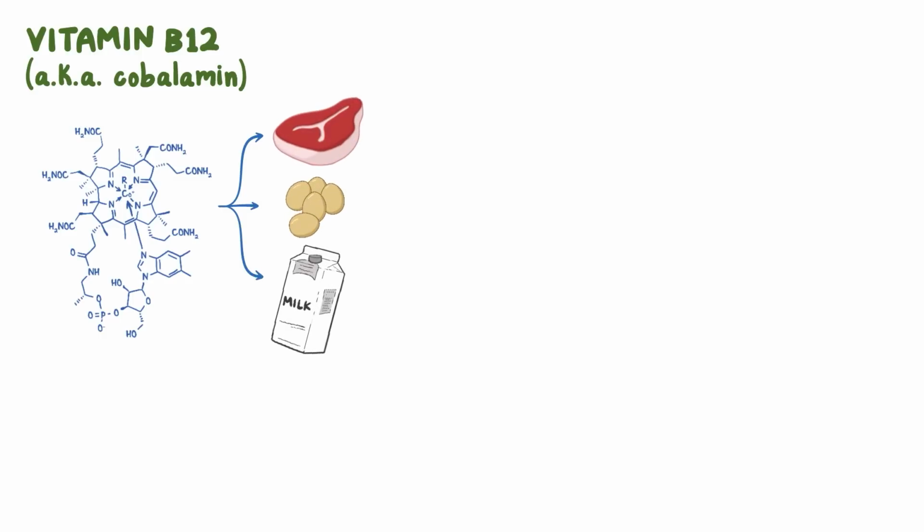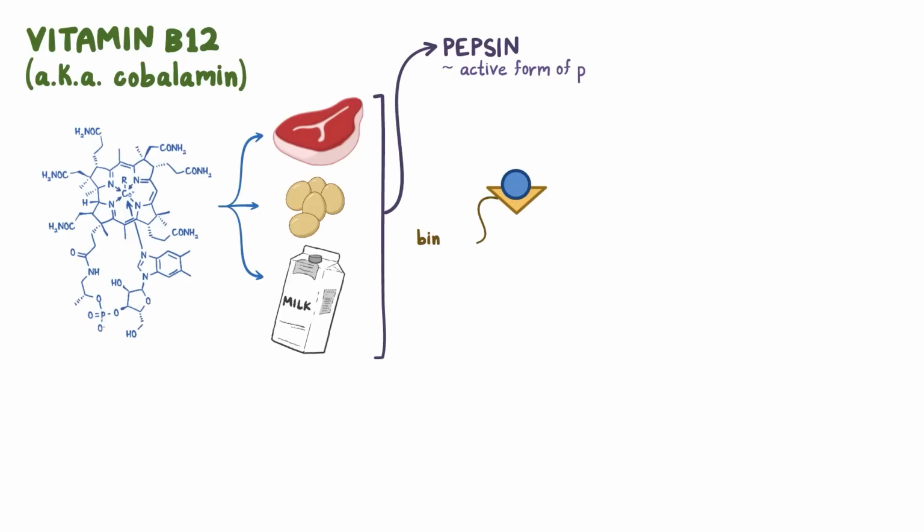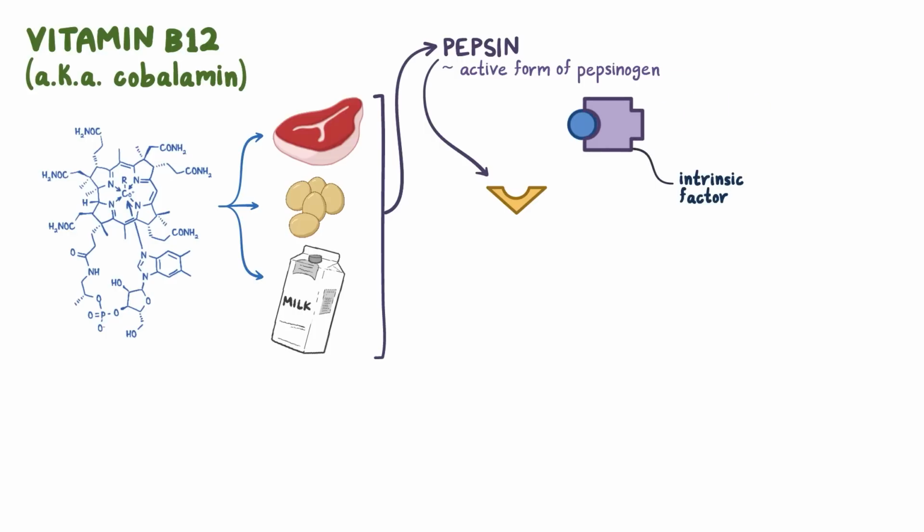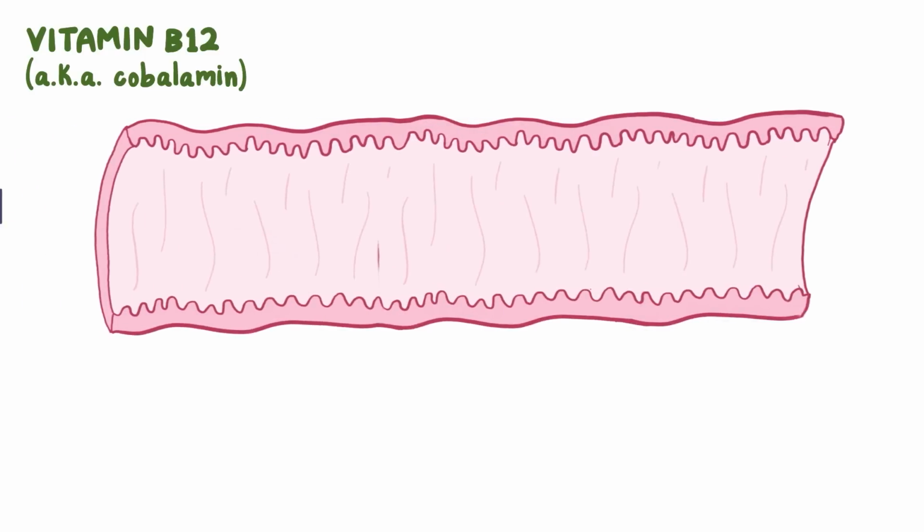or milk. Dairy and animal products are broken down in the stomach by pepsin, which is the active form of a gastric enzyme called pepsinogen to release B12. Then, a protein made by parietal cells in the stomach called intrinsic factor can bind to B12, and the B12 intrinsic factor complex passes into the intestines.